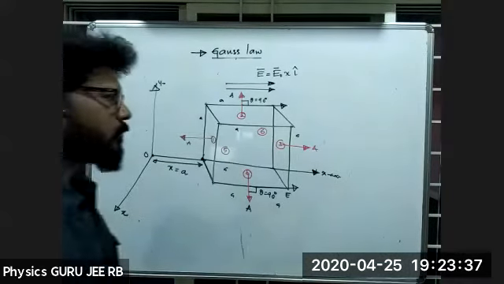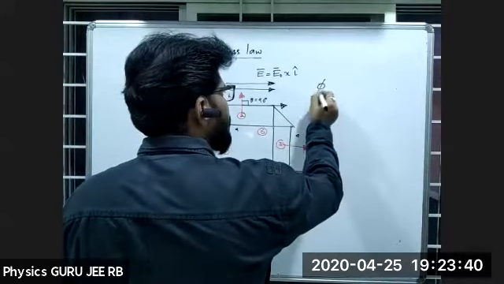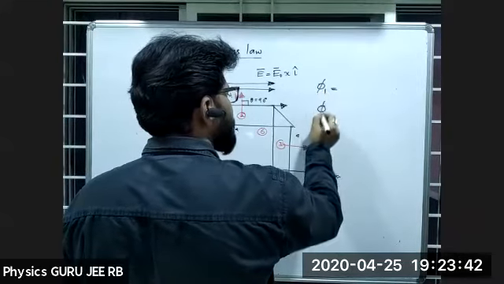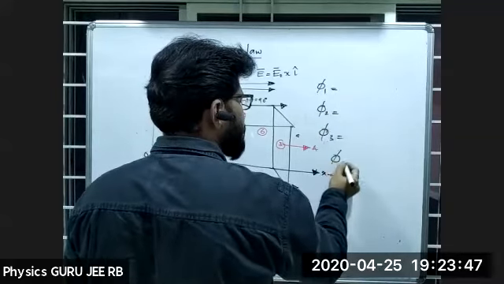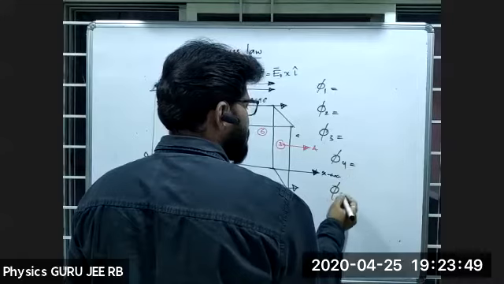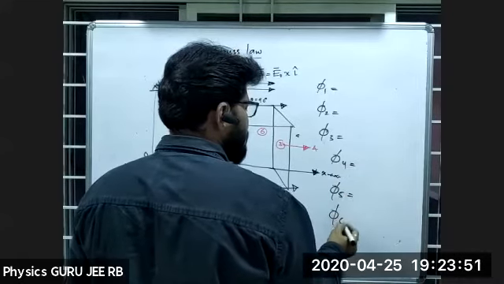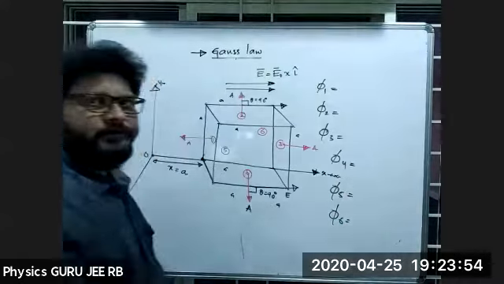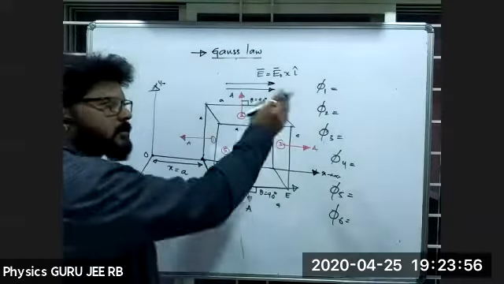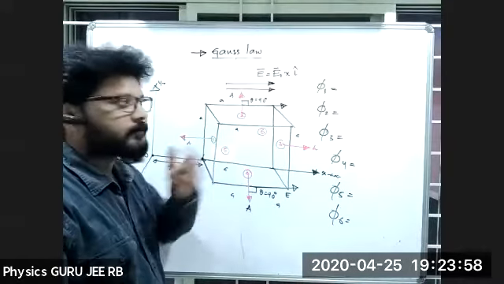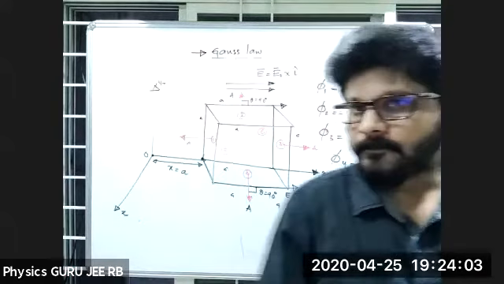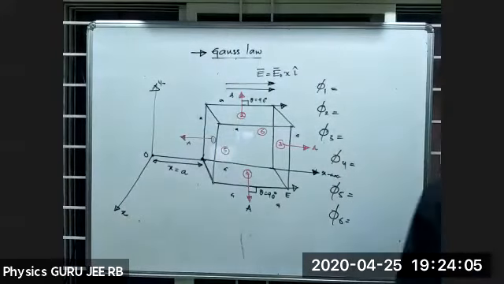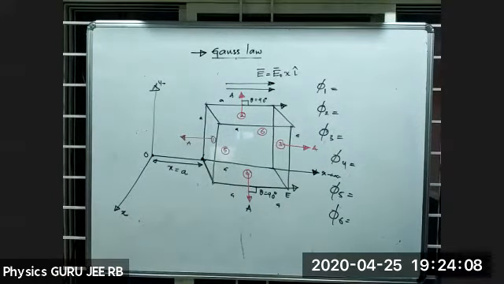Area 1, area 2, area 3. So you have to calculate the flux for the first surface, the flux for the second surface, the flux for the third surface, the fourth surface, fifth surface, and sixth surface, and the total. Now, can anybody tell me the flux for the first surface?